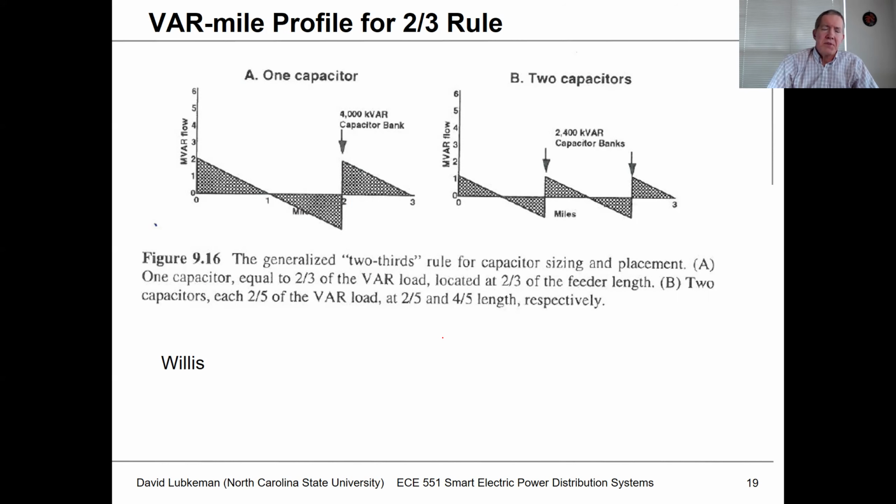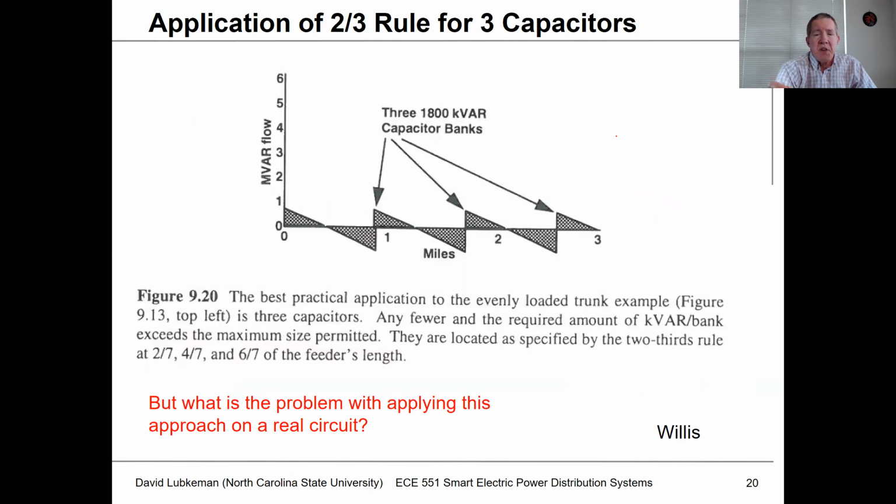And so anyway, these are some VAR-mile profile curves from a book by Lee Willis. Lee Willis wrote a book on power system planning, distribution planning, where he has a lot of curves like this. And he shows what the VAR-mile profile would look like if you had just one capacitor in the circuit. But then if you have 2 capacitors in this idealistic situation, it shows how the VAR profile gets compressed even further. And then if you have 3 capacitor banks, you can get even more of a reduction.